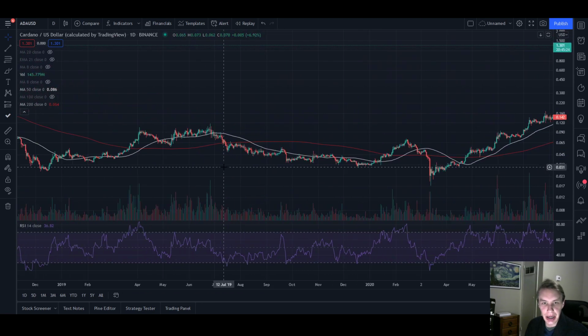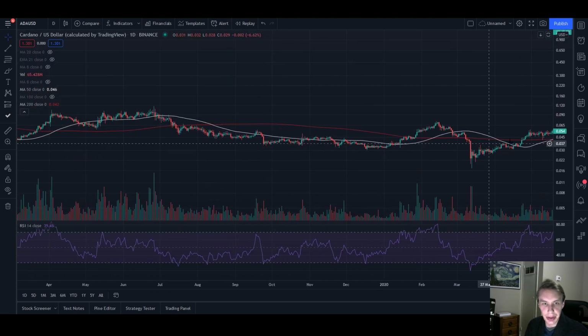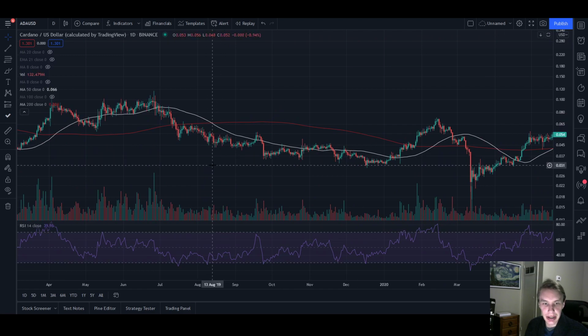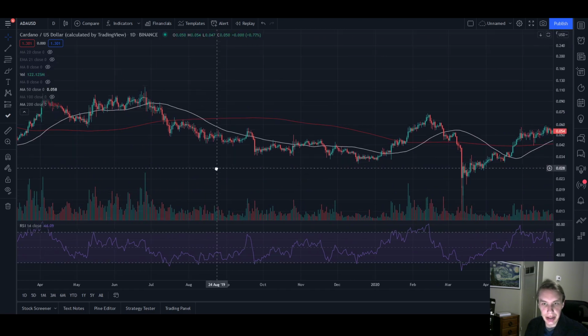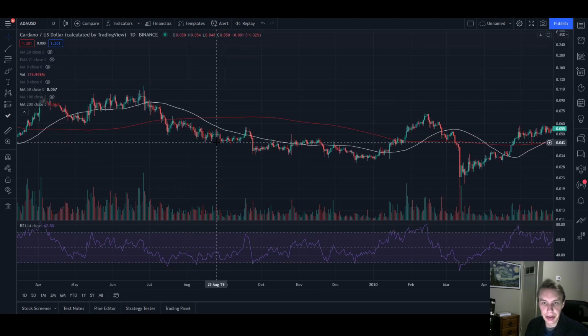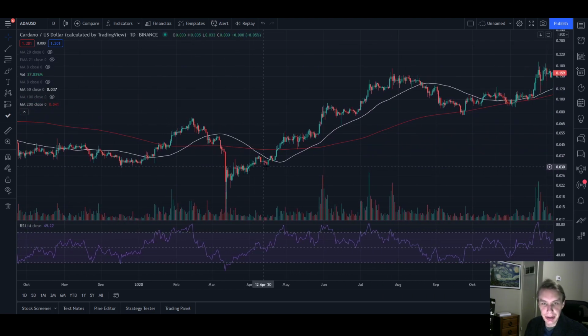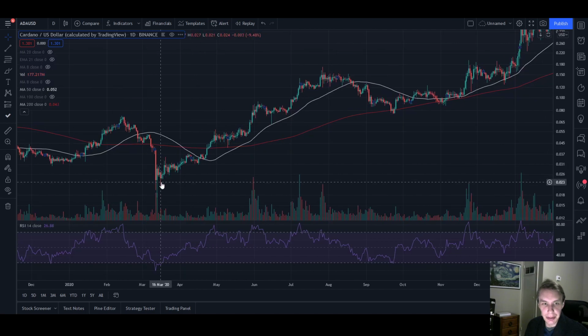So the first time ADA had a death cross was here, back in August of 2019, and that did actually correspond to a pretty long downturn, a pretty extended bear market. But we can also flip back over here to around where we had the March 2020 crash, and there was another death cross that happened from that.